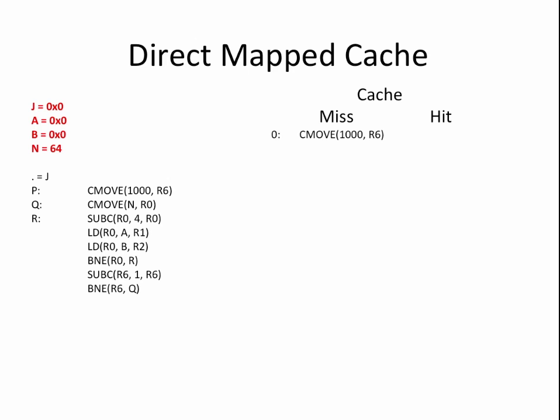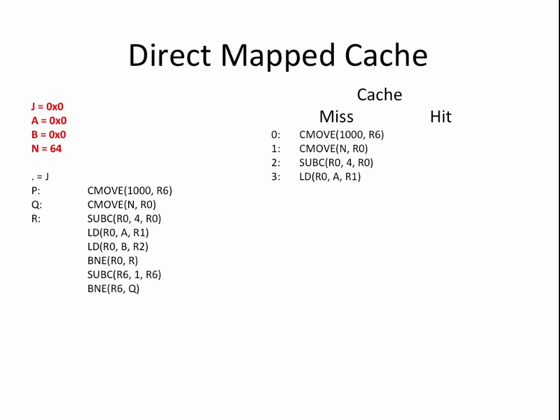Next, we want to access the second CMove instruction. Once again, the instruction is not in our cache, so we get another cache miss. This results in our loading the second CMove instruction to line 1 of our cache. We continue in the same manner with the sub-C instruction and the first load instruction. Again, we get cache misses for each of those instructions, and that in turn causes us to load those instructions into our cache. Now we are ready to execute our first load operation.